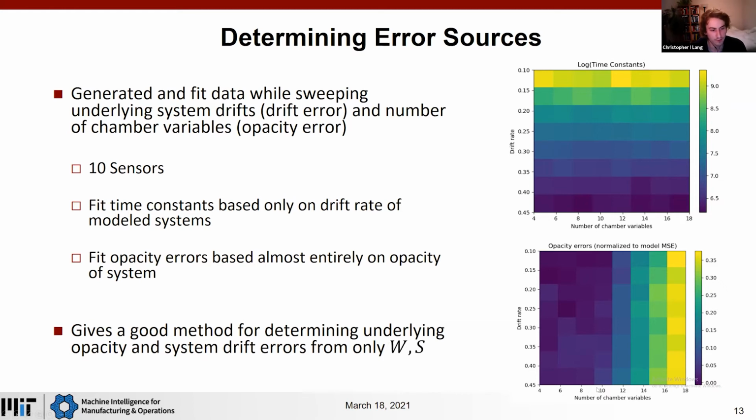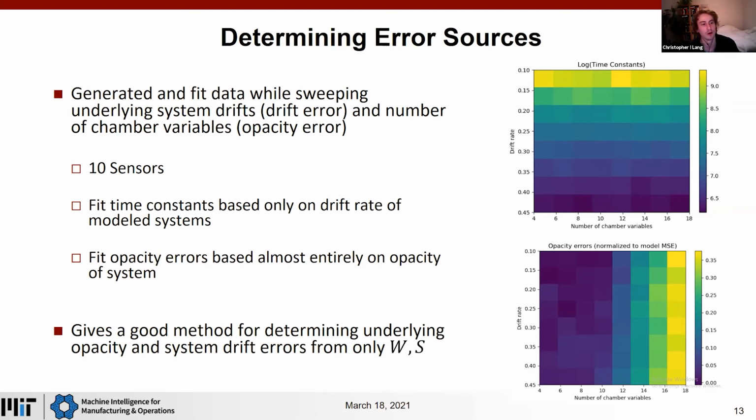So this bottom graph shows that when we have fewer than 10 chamber variables, we essentially get perfect training fits, which means that any error is not going to be due to opacity problems. But then once we start including more chamber variables, opacity error does get introduced into our model.